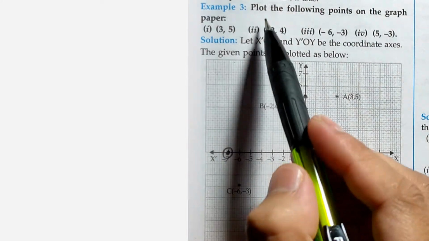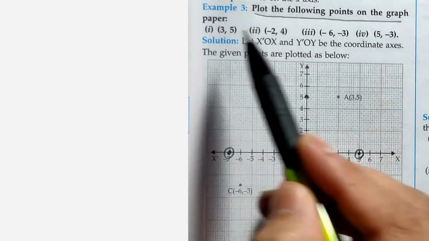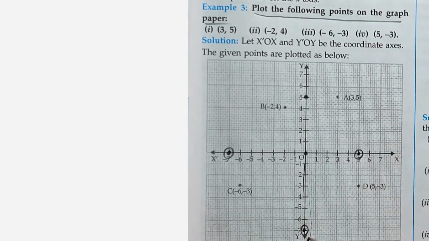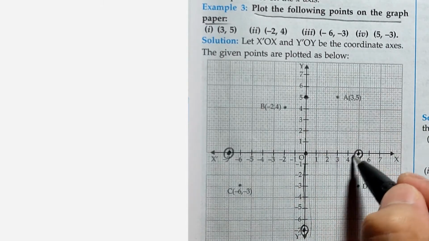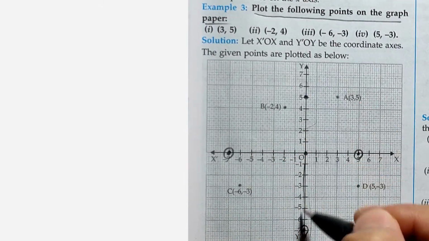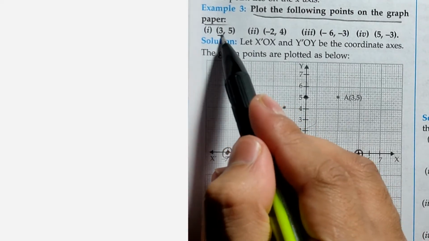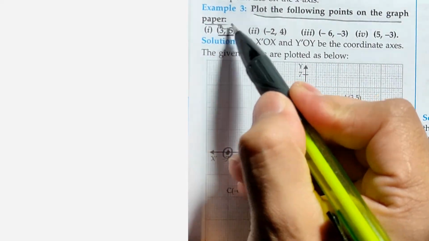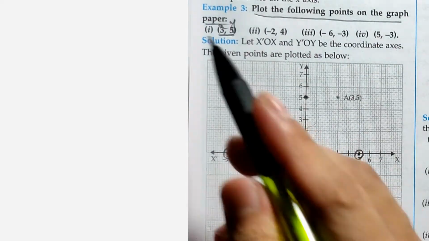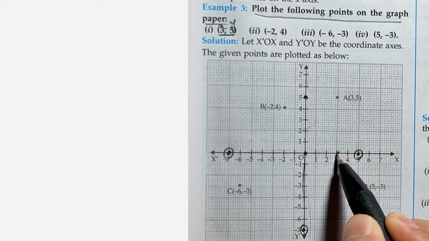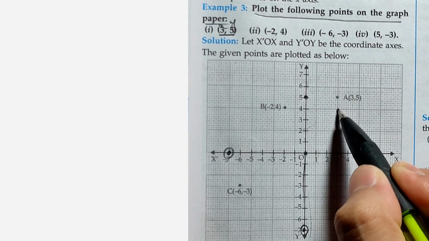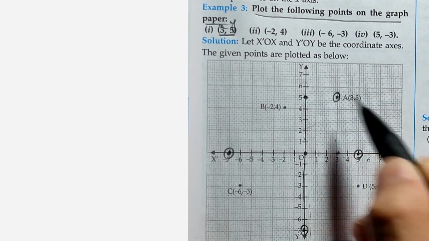Let us see one more question. Plot the following points on the graph paper. Okay, so first of all you draw the graph, that is x-axis, y-axis, and then you divide it into intervals. Now let's see. 3, 5. Now we know that this is x, this is y, standard, right? So let's move 3, positive 3, so we'll move this way, and then 5, so 1, 2, 3, 4, 5. So this is my point.